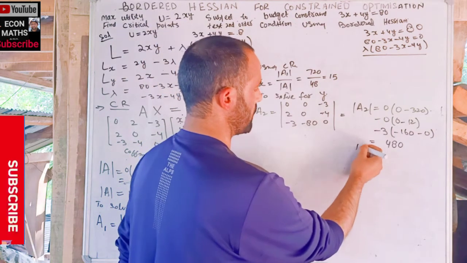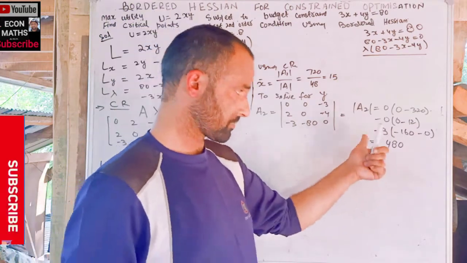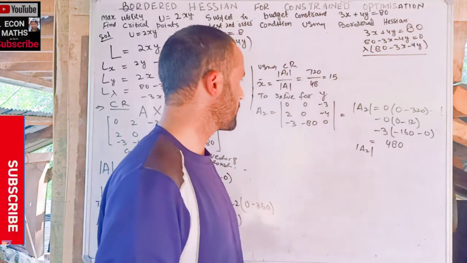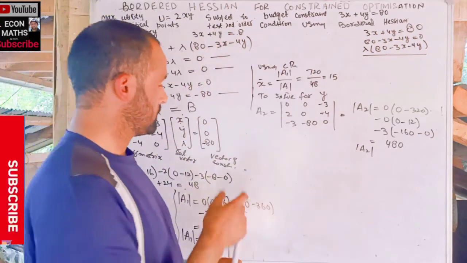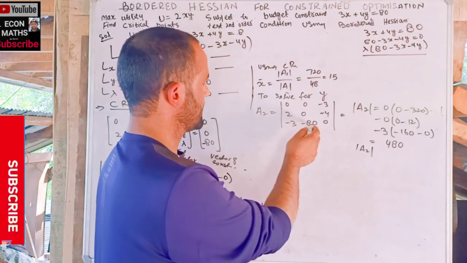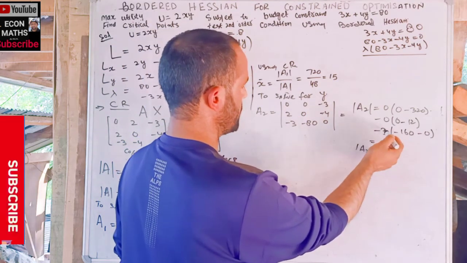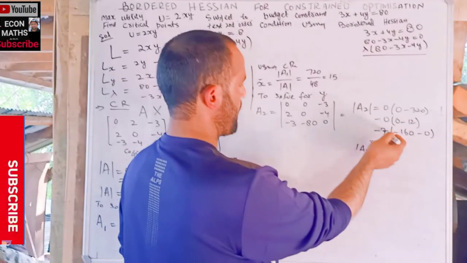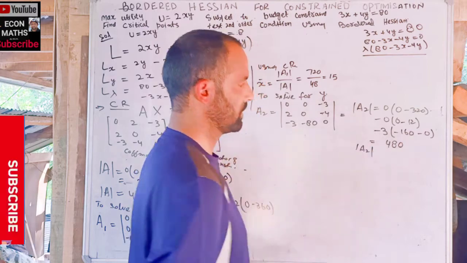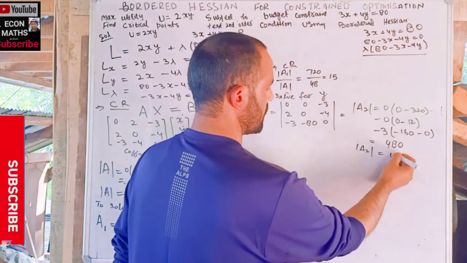Implies our A2 is, so I checked this out to make sure that I didn't make any mistake. So we have here, this is 160, this is 3. Now this comes out to be 3 zeros are 0, 3 6s are 18, 3 1s are 3, that is 480. So our new matrix is 480.